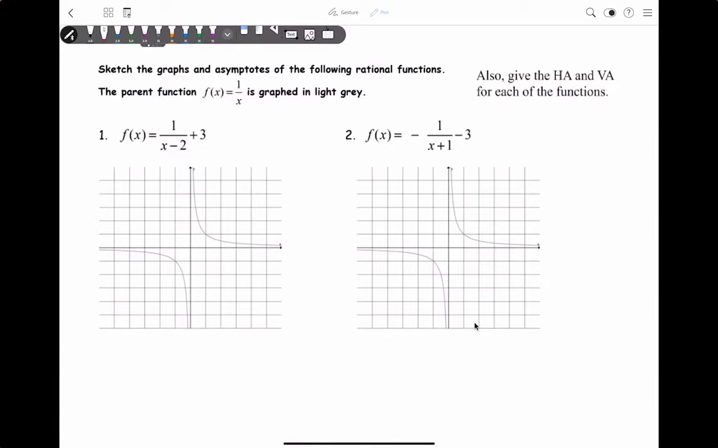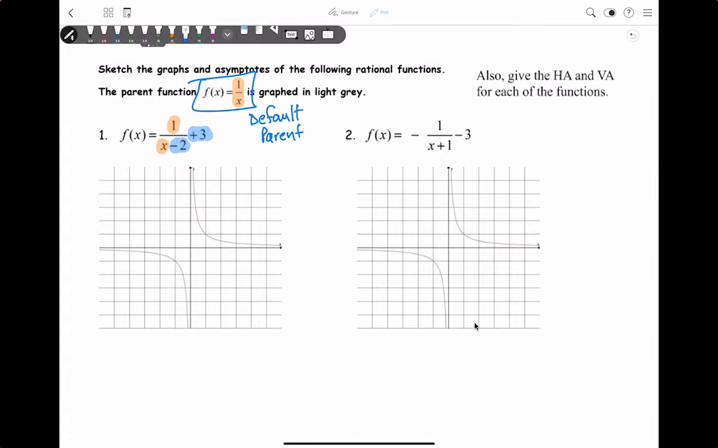The second part is let's look at transformations immediately. It says sketch the graphs and asymptotes of the following rational functions. The parent function 1 over x is graphed in gray. So 1 over x is your default parent function, if you will. You're looking at it right there, already drawn for you. And we want to see, if this came from 1 over x, then I have some extra pieces that are talking about transformations.